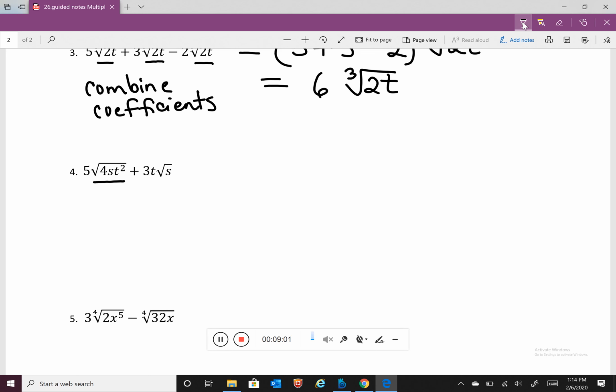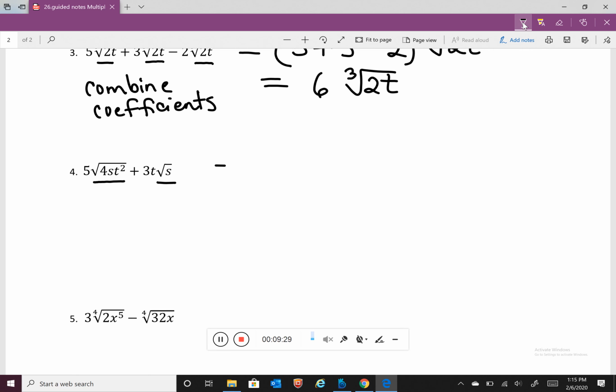Lastly, for this radical, we have the square root of t squared. Remember from the beginning of this video, we said we're going to let all of our variables be positive. So I do not need to worry about absolute value symbols here. And the square root of t squared can be simplified. And then for our second radical, this is already simplified. There's nothing I can do here.